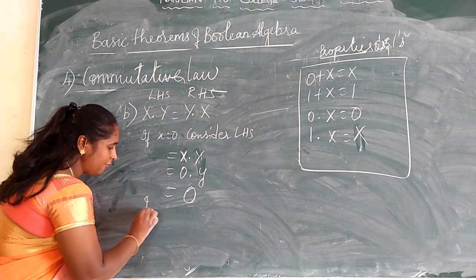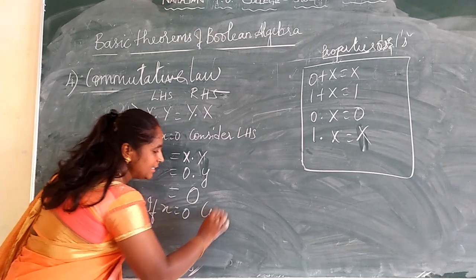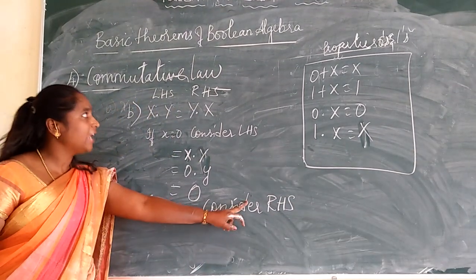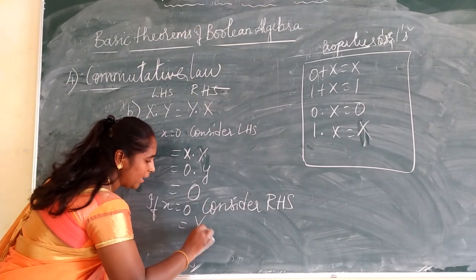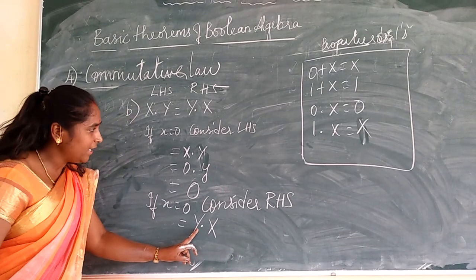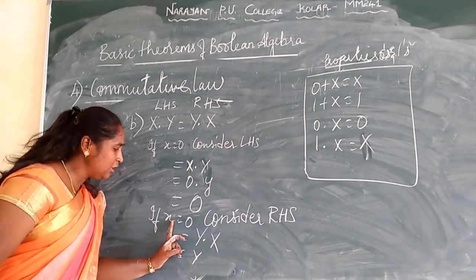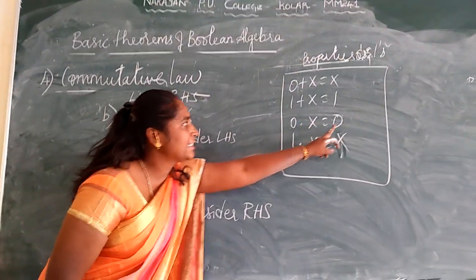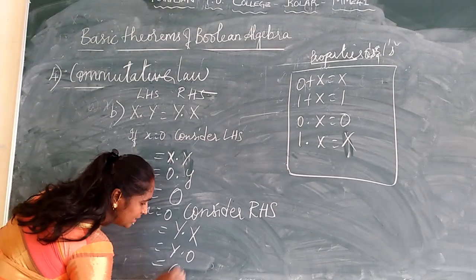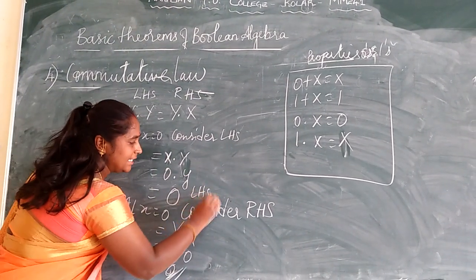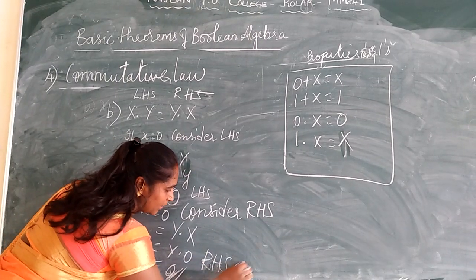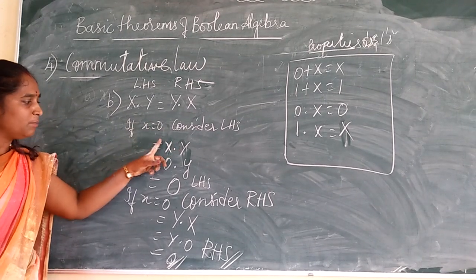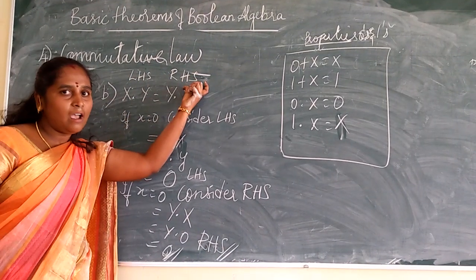Now, consider if x is equal to 0, consider your RHS. What is RHS here? It is y dot x. Here y stays as it is, and the x value changes to 0. Y into 0, that is 0 into x, that is nothing but 0. So the value is 0. So your LHS is equal to your RHS. So the first condition is satisfied.